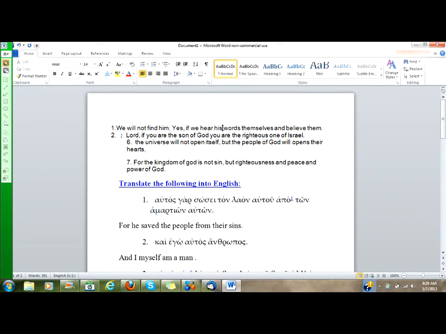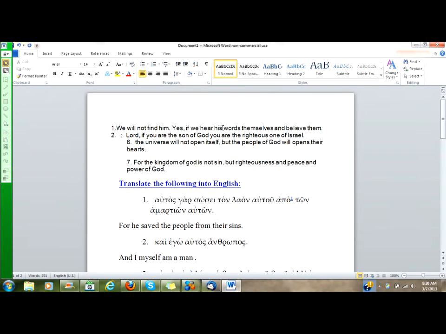So let's see, what do we have here in the homework that we're looking at? One student translated this, "Lord, if you are the Son of God, you are the righteous one of Israel." Well, there's a couple of things here. In our textbook, the Greek has kyrie su ei ho huios, and that ei has a smooth breathing mark and a circumflex accent.